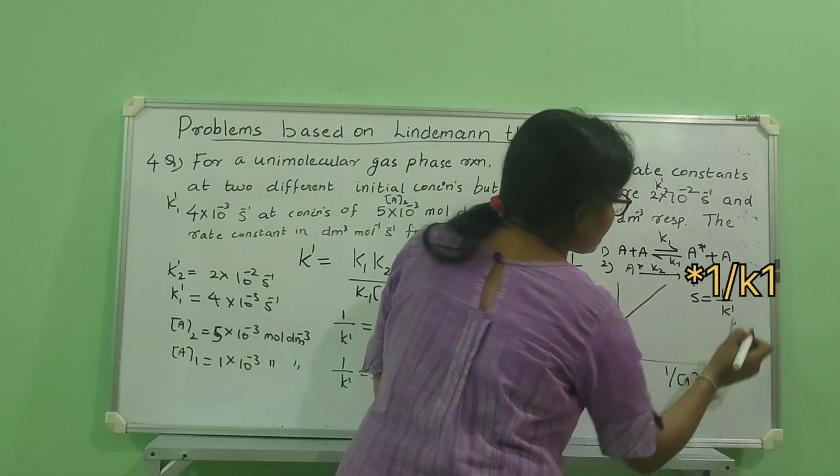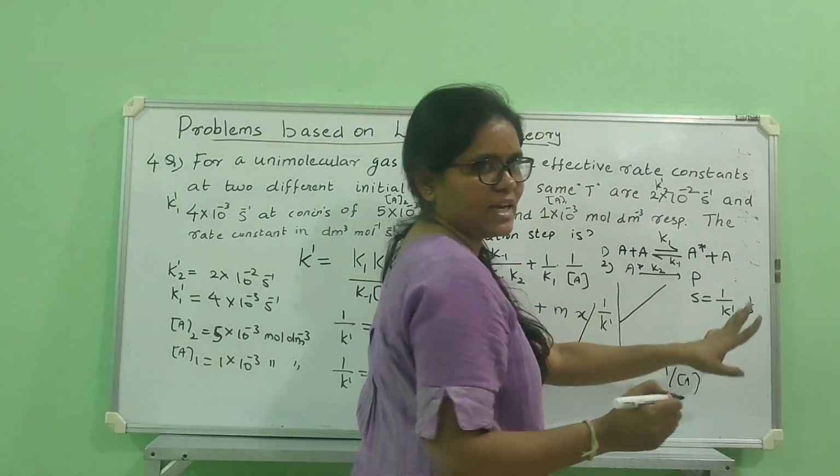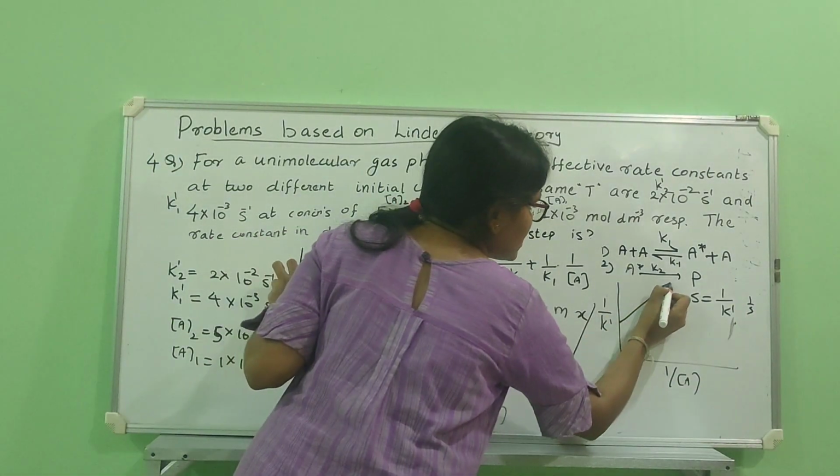Sorry, 1 by k dash. So if you find 1 by slope, you will get the value of k dash. Okay. So how do we find the slope of this line?